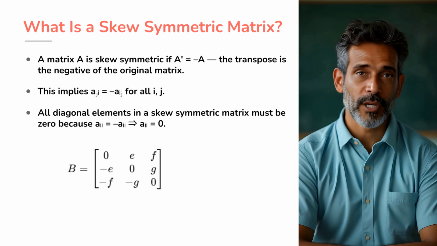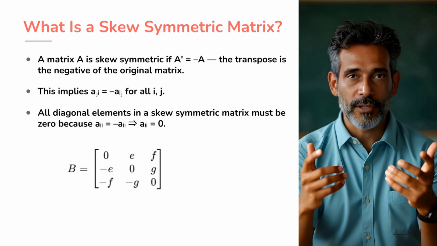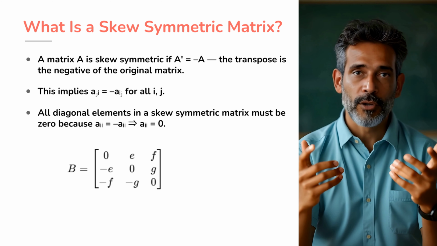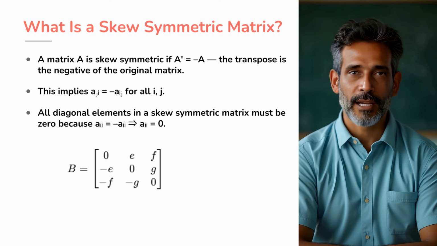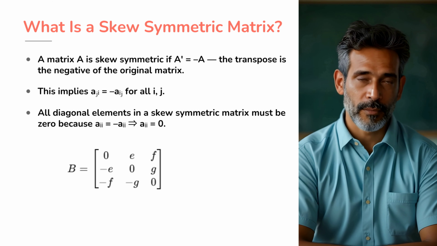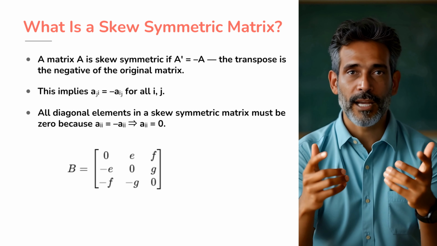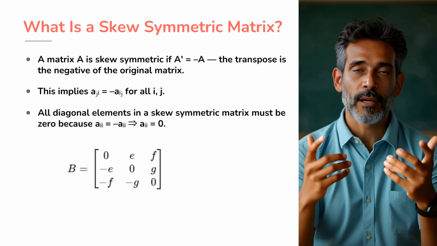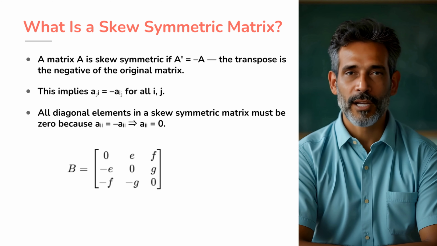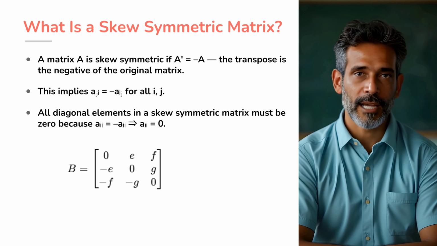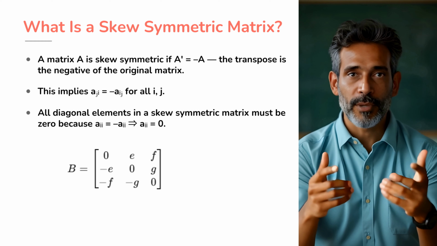Now, let's move to skew-symmetric matrices where things flip quite literally. A matrix A is skew-symmetric if its transpose equals negative A, that is, A transpose equals negative A. This means for each element, A sub ji equals negative A sub ij. So, if the element at row 2, column 1 is 5, then the element at row 1, column 2 must be negative 5. But there's something special here. If A sub ii equals negative A sub ii, then 2 times A sub ii equals 0, which implies A sub ii equals 0. All diagonal elements of a skew-symmetric matrix must be 0.